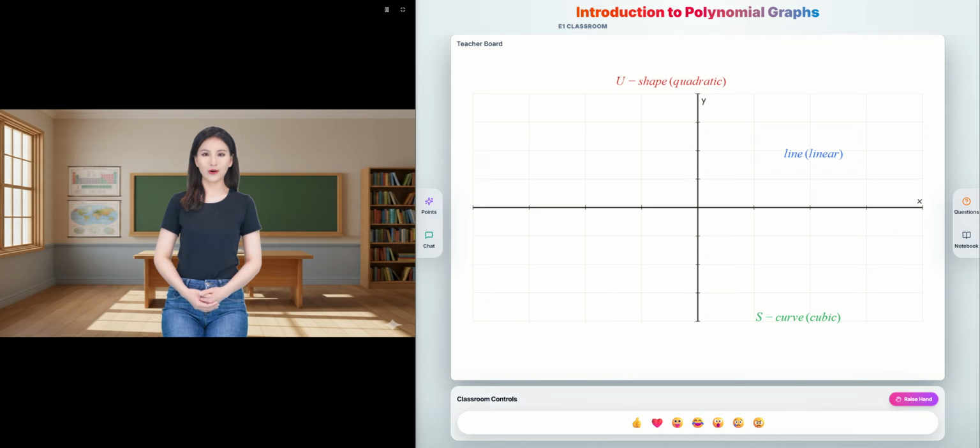Now, let's put our knowledge to the test with a practice activity. You'll match polynomial equations to their graph shapes. Remember to think about the degree: linear for straight lines, quadratic for U-shapes, and cubic for S-curves.